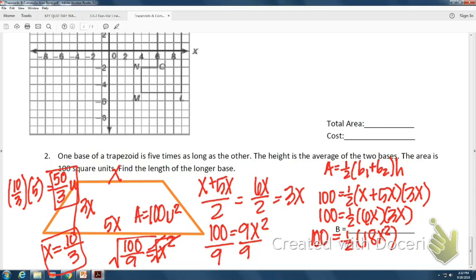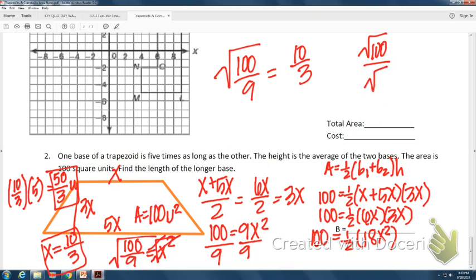Okay, does everybody see how we went from 100 over 9 to 10/3? When you have a fraction underneath the square root, essentially you're just taking the square root of the top over the square root of the bottom. That's all that big square root means. And so the square root of 100 is 10. The square root of 9 is 3. And so that's how you can get rid of those square roots.